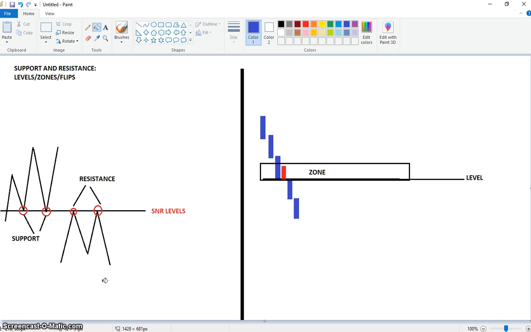We are going to look at support and resistance. So, this one is more of an advanced stuff. Okay.